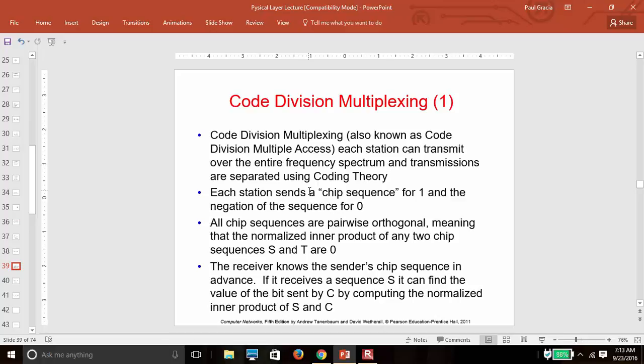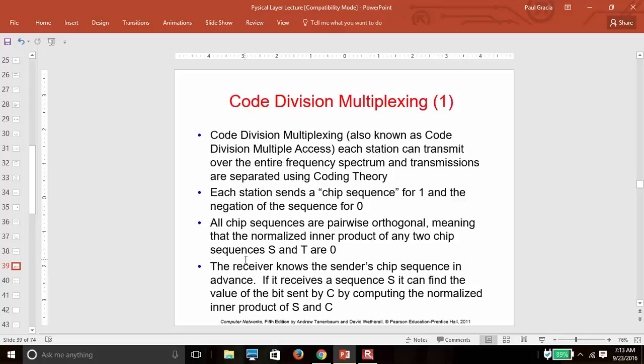So imagine for a 1 or a 0, each station or each user sends what's called a chip sequence for 1 and the negation of the sequence for 0. And we'll see an example of this in a few minutes. The chip sequences are what we call pairwise orthogonal. That means if you take the normalized inner product of any two chip sequences, say S and T as examples, their normalized inner product is going to be equal to 0.